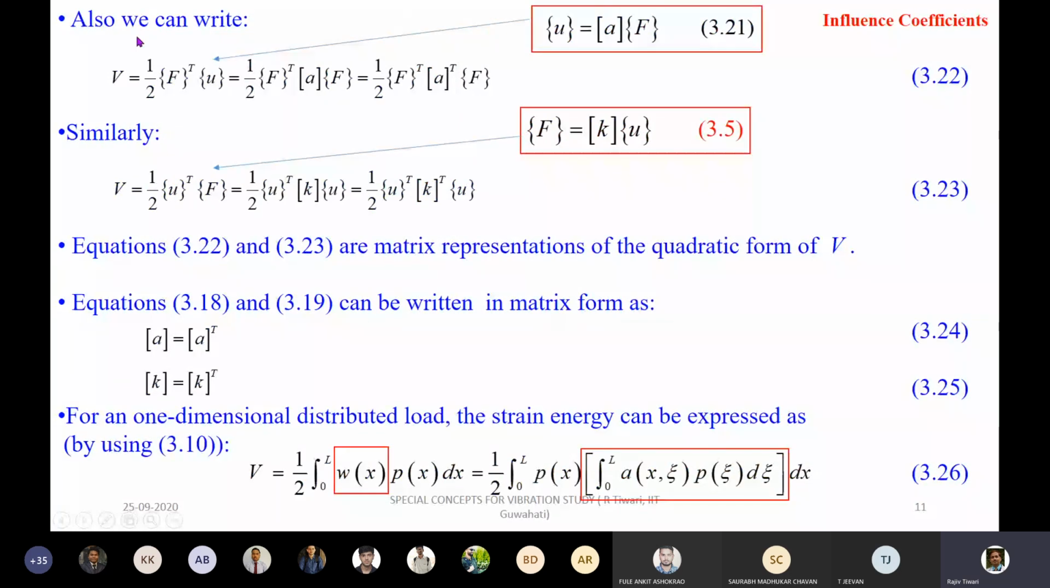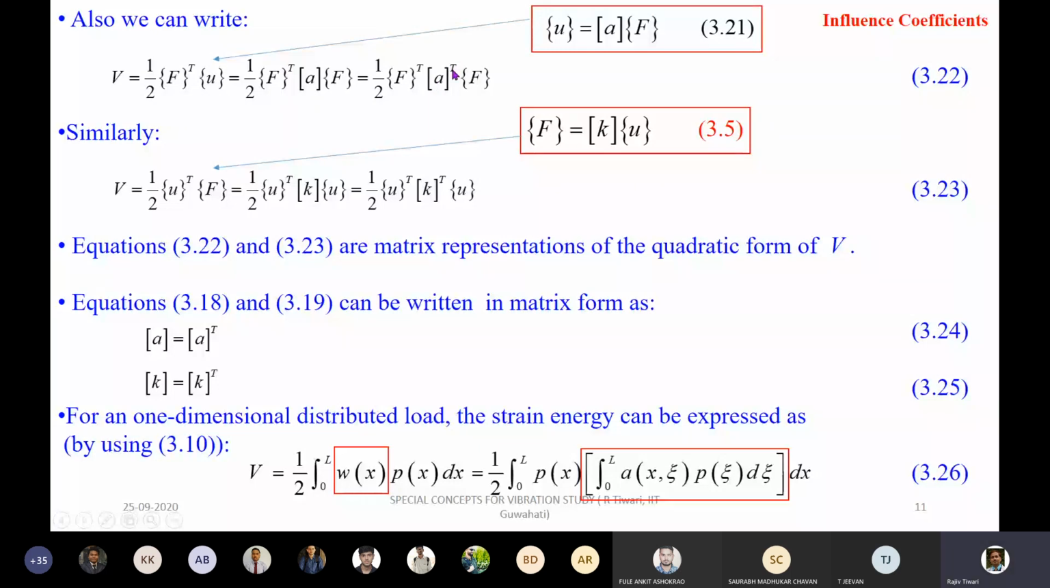Now this potential energy, in the previous expression we wrote as half F column row vector U, and U in the previous slide we wrote as the influence coefficient matrix and F, so we can replace U here with A and F. So now you can see that potential energy can be written as half F transpose A F. This is a flexibility influence coefficient, because they are symmetric, so even the transpose can be written.